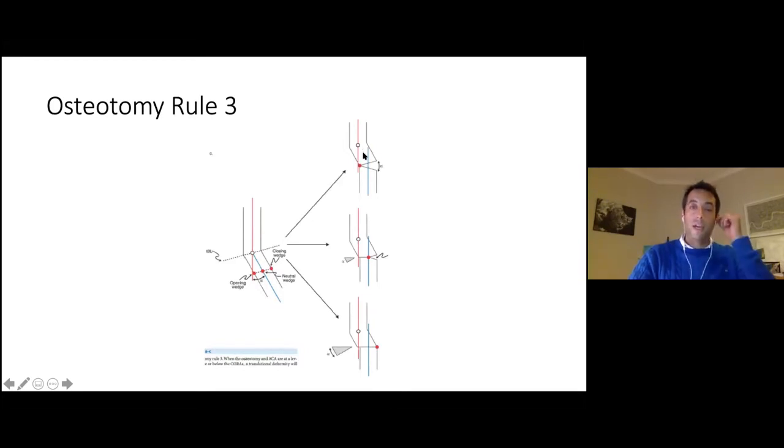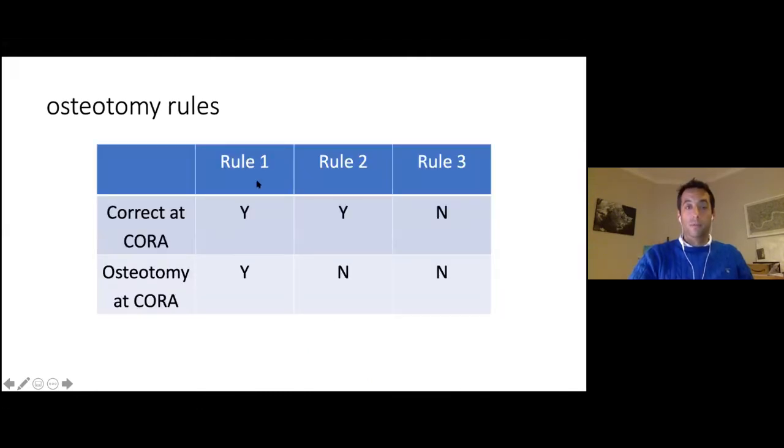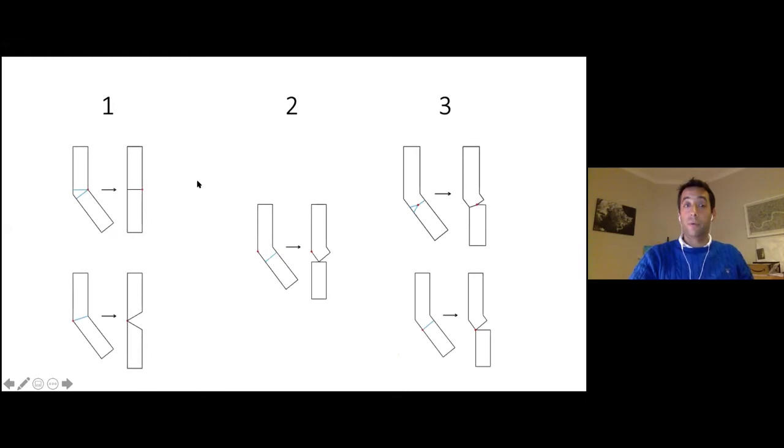There are very few occasions where you can use this as a clever way of treating 2 deformities in one bone. Don't worry about that for now. All you need to know is this. Rule 1, you correct at the CORA, you divide the bone at the CORA. Rule 2, you correct at the CORA, you divide the bone away from the CORA. And rule 3, you don't involve the CORA in either of your choices.